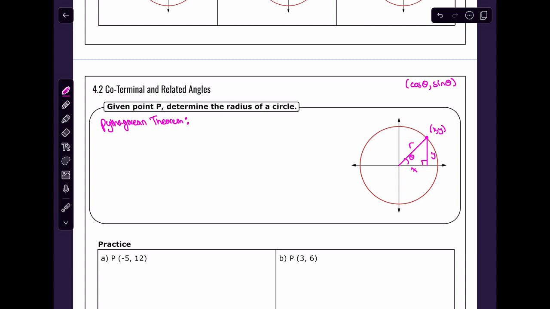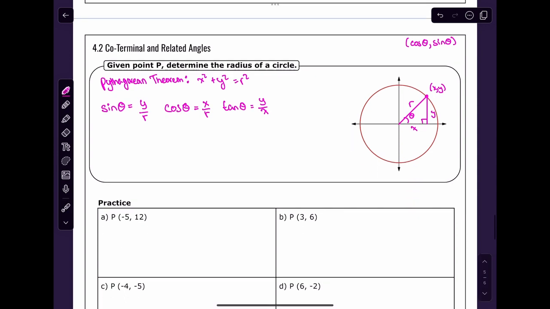So we have x squared plus y squared is equal to r squared. Then for SOHCAHTOA, sine theta is going to be equal to y over r, and cos theta will be equal to x over r. Then tan theta will be equal to y over x. So now that we have that done, we can move on to our next problem.